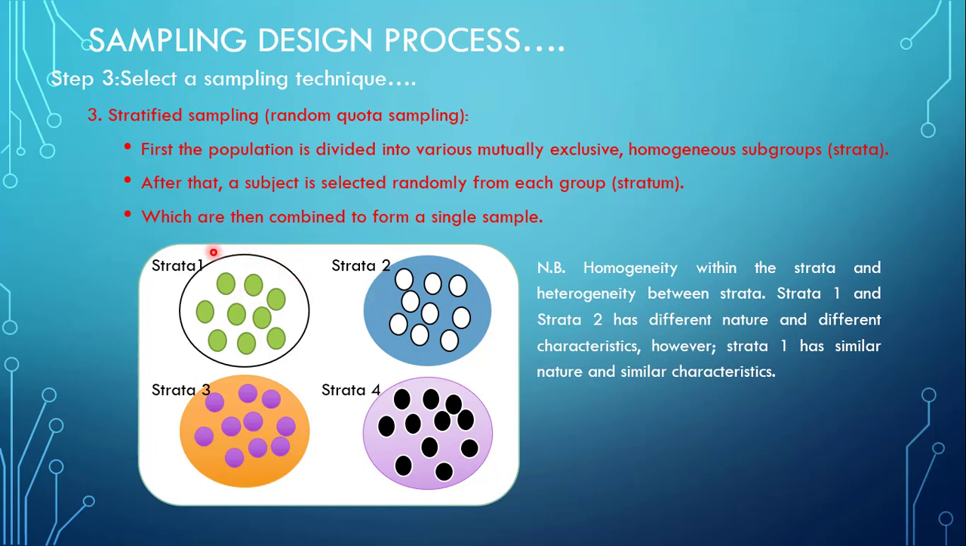But when you compare these two strata, they will have different characteristics and different natures. So that's the first one. The first one is dividing the population into strata, and then each strata will have homogeneous characteristics. After that you are going to select randomly from each strata, from all the strata, and you will have a combined single sample. So this is known as stratified sampling or random quota sampling.